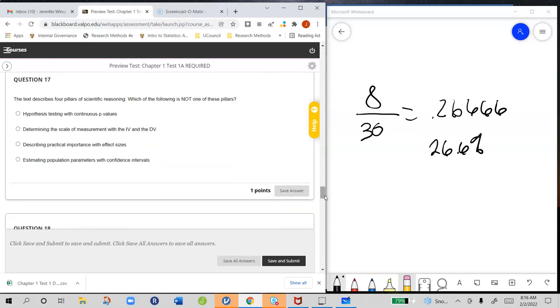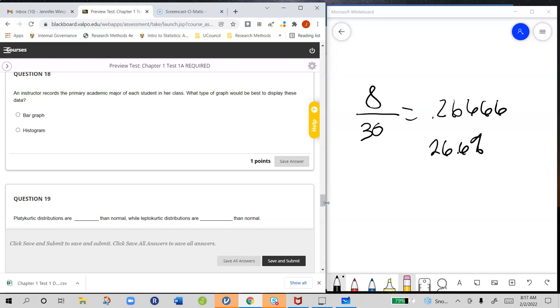For number 17, this is asking about the 4 pillars of scientific reasoning we introduced in the first chapter. And our 4 pillars are hypothesis testing with continuous p-values, describing practical importance with effect size, and estimating population parameters with confidence intervals. It's not determining the scale of measurement. The last pillar has to do with scientific research and methodology. So we haven't done much with this yet. We're going to come back to this later in the class. This is just a reminder of what we started introducing in Chapter 1.